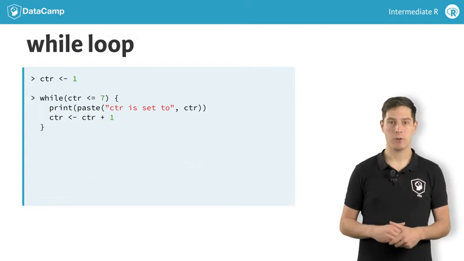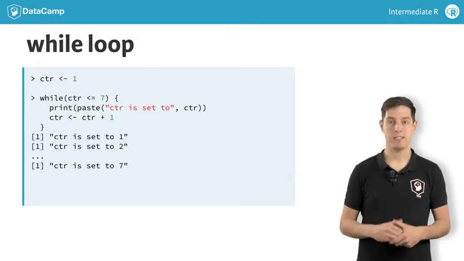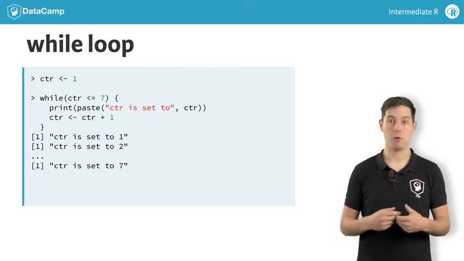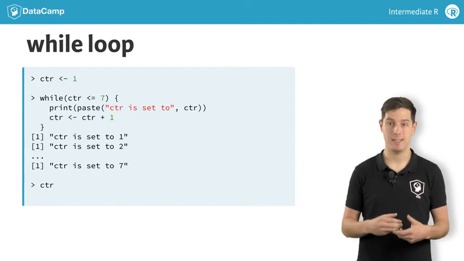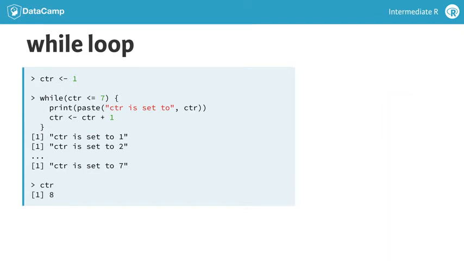Curious if our abstract thinking was correct? We'll simply execute the R code and find out. Indeed, the "ctr is set to" sentences are printed out for the numbers 1 to 7. And if we now check the value of ctr, we see that indeed ctr is equal to 8. 8 is the first value for ctr for which the condition fails, so R does not increment ctr further.